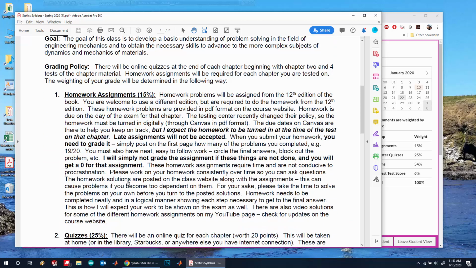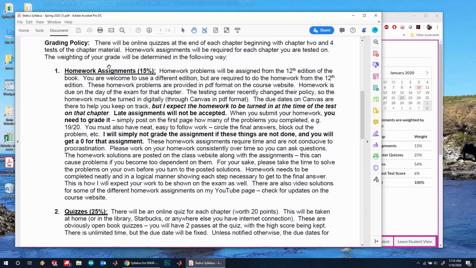Grading policy. For this class, here's the way it's going to work. There are basically 3 sections. There's the homework assignments. The homework assignments are going to be worth 15% of the grade. Now, the homework problems are going to be assigned, as I said, from the 12th edition of the book.